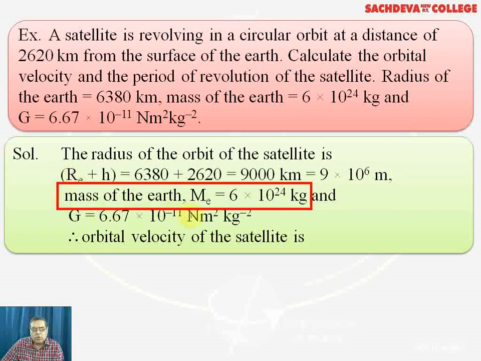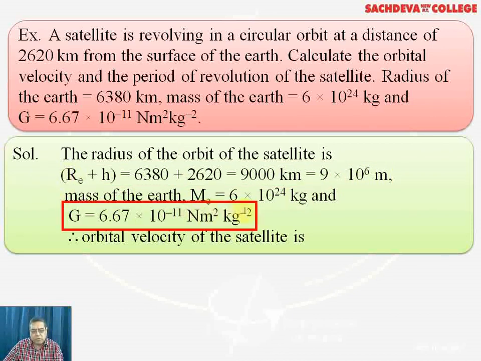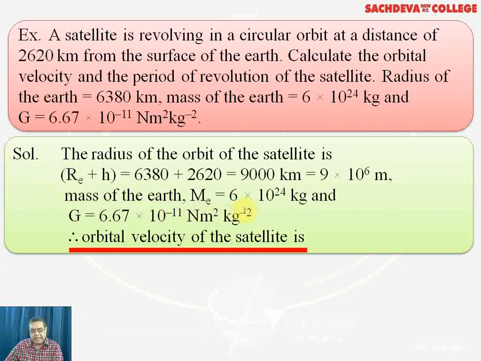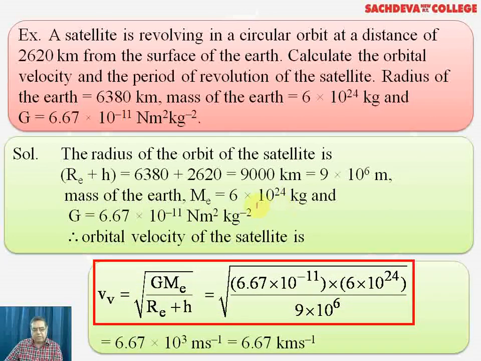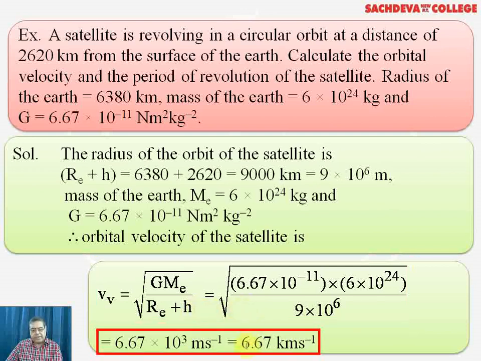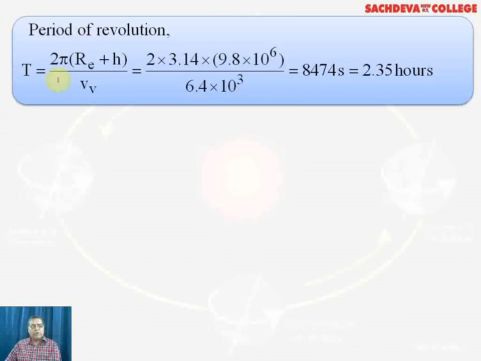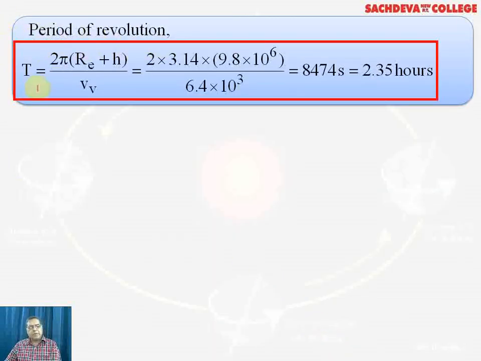Mass of Earth is known to us and gravitational constant is also known. So orbital velocity of the satellite at a specific height can be calculated by the following formula. The formula is the square root of GMe over Re plus h. We put in the values of G, then Me, then Re, then h, and after all calculations and taking the square root, the value comes to be 6.67 kilometers per second.